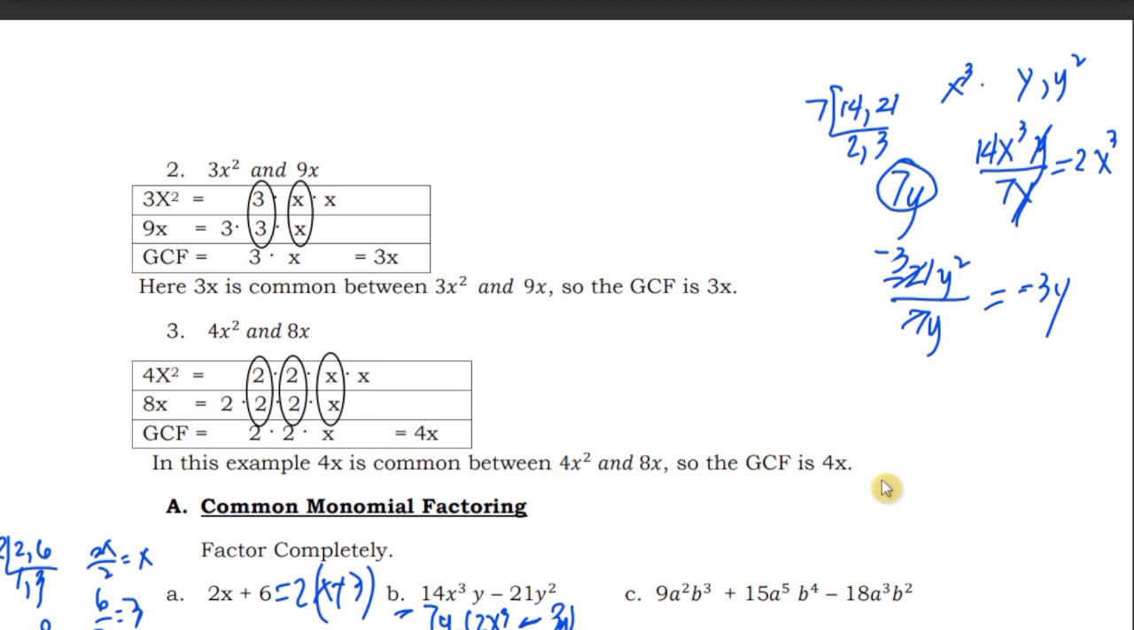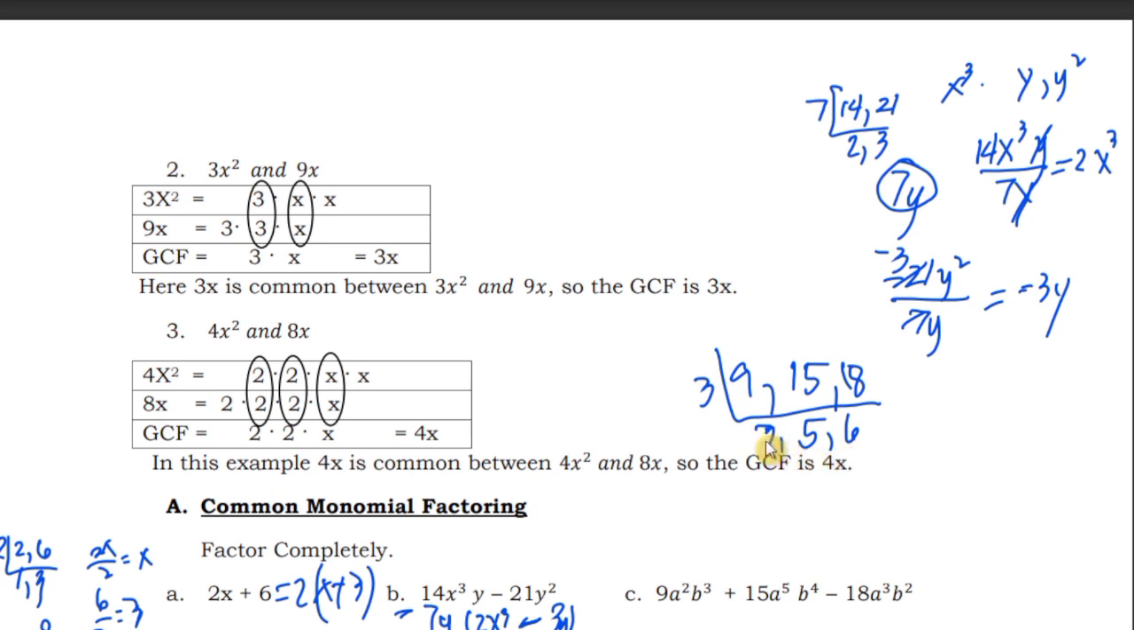Okay, that is for letter B. And then for letter C, the given is 9a squared b cubed plus 15a to the 5 b to the 4th minus 18a cubed b squared. So I just collect first those numerical values: 9, 15, 18 rather. What is the common? The common is 3. So we now have 9 divided by 3, and that is 3. 15 divided by 3 is 5. 18 divided by 3 is 6.